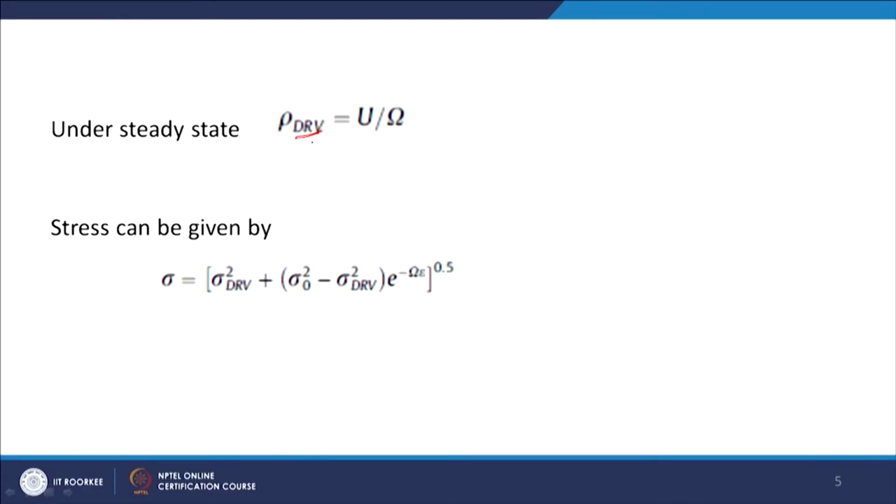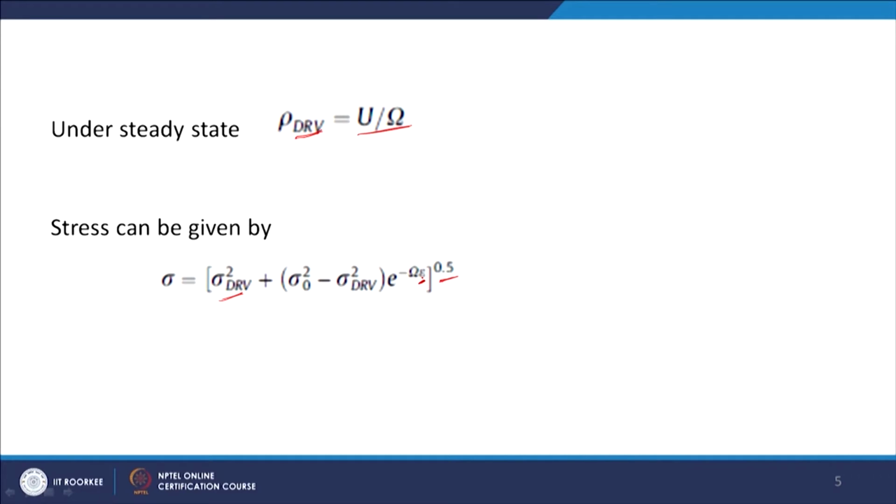Okay. So, under a steady state, the rho dynamic recovery, that is, what will be the dislocation density, is dependent only on these two terms, u and omega, and stress can be given by an equation like this, which is sigma squared drV. Okay. I will tell you what we mean by sigma drV and so on. And it has an exponent of 0.5, and there is a strain term in the exponential.